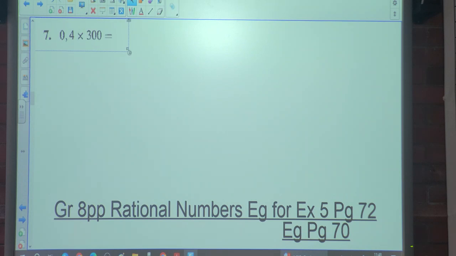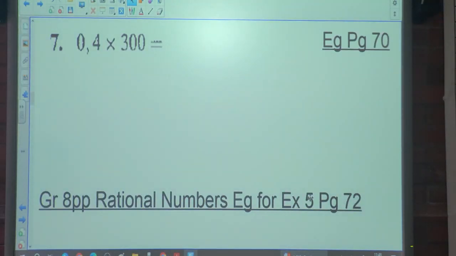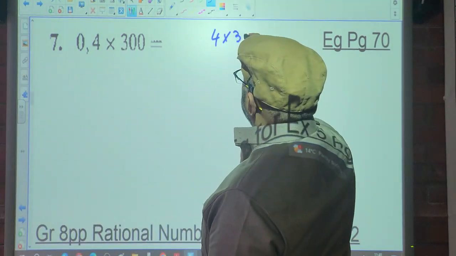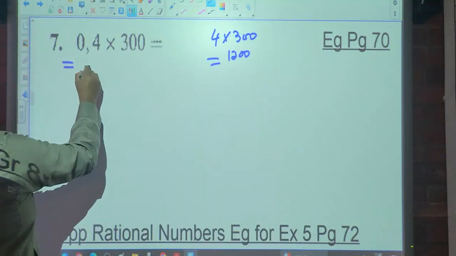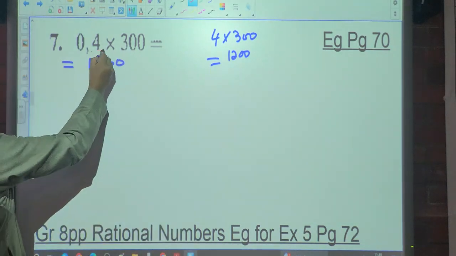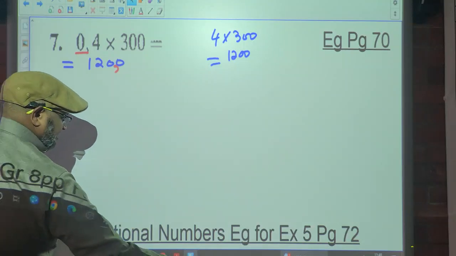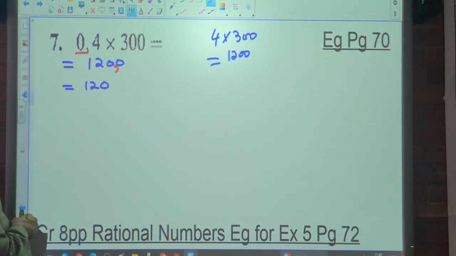People, number 7. Let's look at number 7. 0,4 multiplied by 300. Again, we look at our numbers. What is 4 times 300? 1,200. Not so? Yes, sir. So 1,200. How many digits are after the comma? 1. So that must move by 1 digit. So it goes there. So the answer is 120. Okay. Any confusion there?